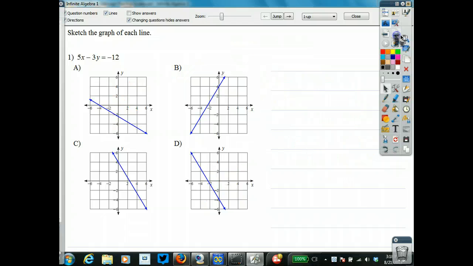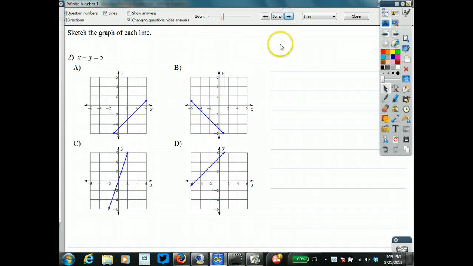All right, let's look at one more like this, and we will look at this one. Okay, we've got x minus y equals 5. What I want you to do is go ahead and work this one first before I do. So pause the video, work this one, and see which one you come up with, and we will go from there.